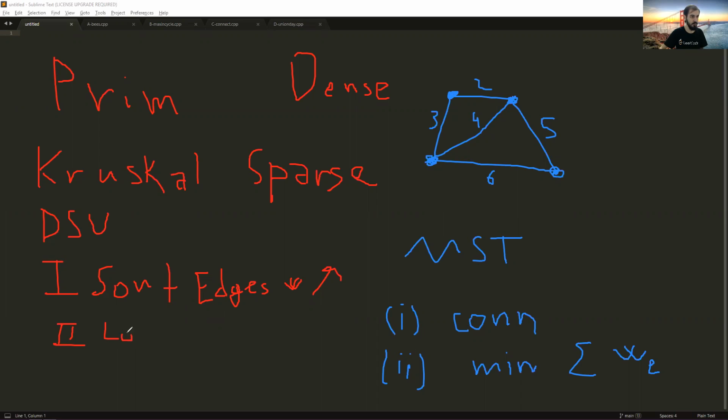Second step is a loop over edges. Check if find of the first endpoint is not equal to find of the second endpoint, that is, if the current set of the first vertex is not equal to the current connected component of the second vertex. If they are not equal, then you want to unite them, and also you want to add this edge to the MST.